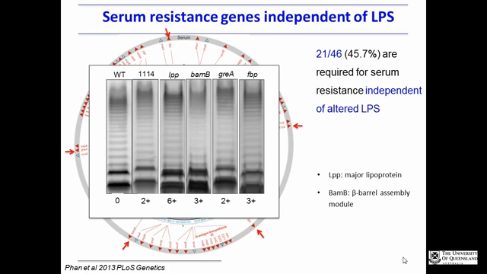Another gene, BamB, is involved in beta barrel assembly within the outer membrane. So it's perhaps not surprising that we identified that gene as well.